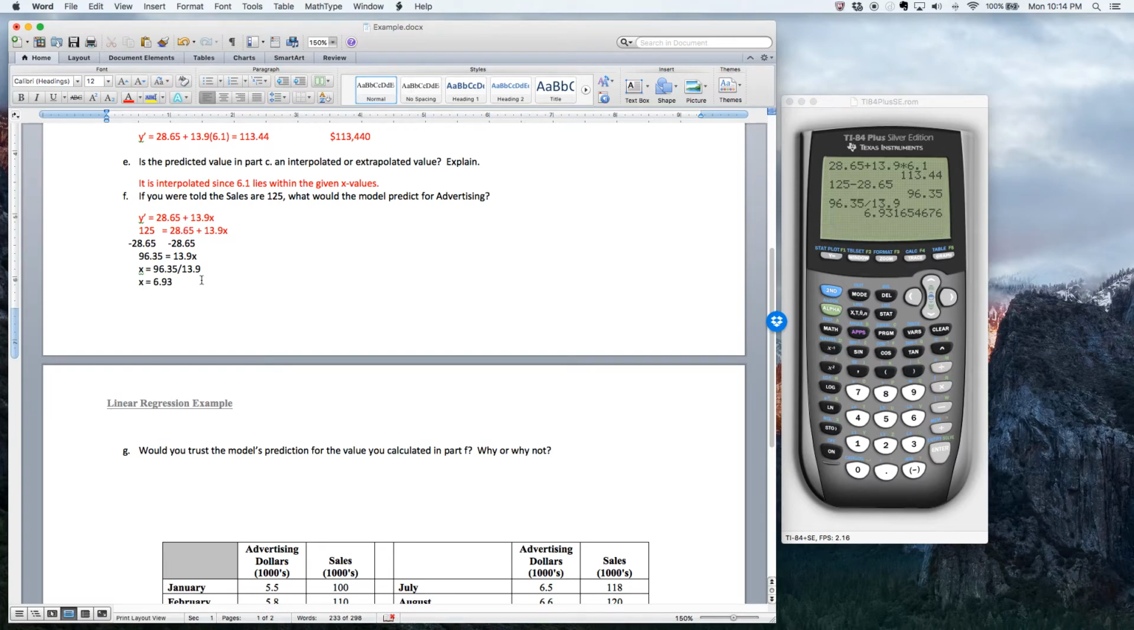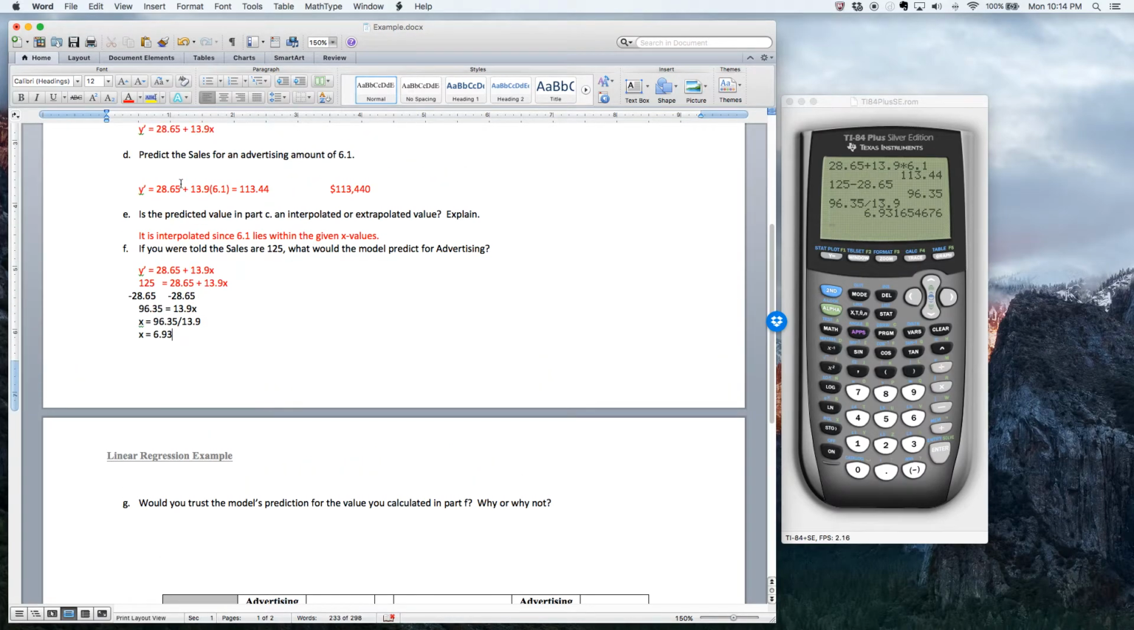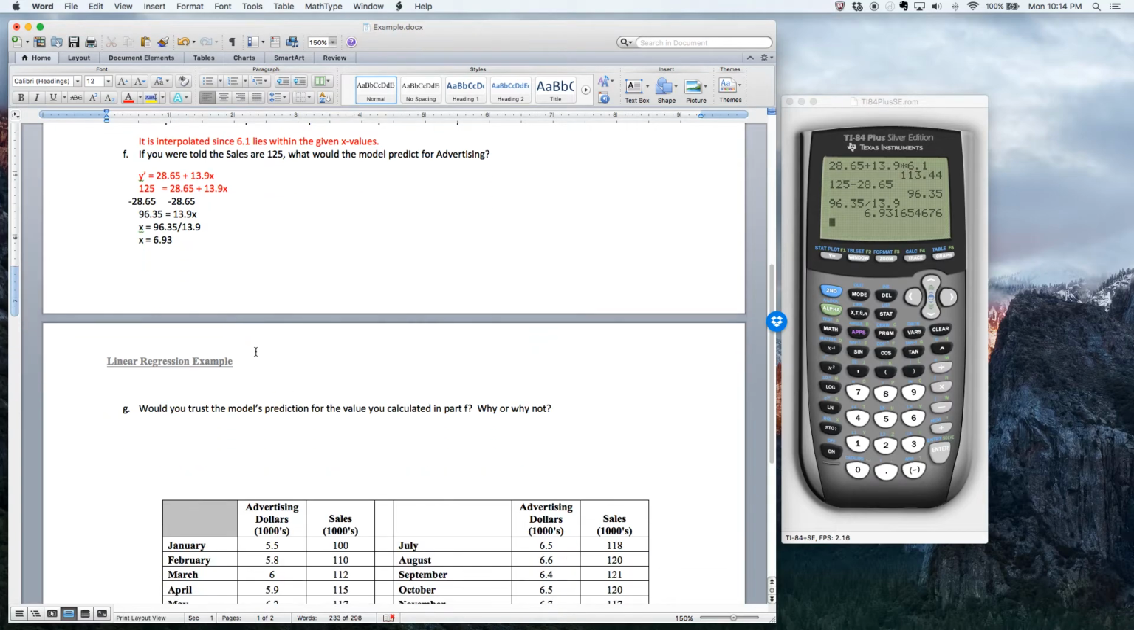Now, why is this one different than Part D? In Part D, we just put a value in for x and multiplied and added, and we got that 113.44. Why was this one so much more difficult? Well, because they didn't give us the value for x. They asked us to find the value of x. They instead gave us the value of y. So I plugged in the value of y, and then I had to solve this two-step equation by bringing this number over and dividing both sides by 13.9. All right, so there we go. The x value is 6.93.